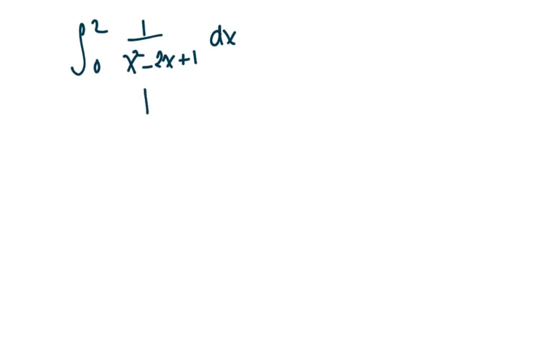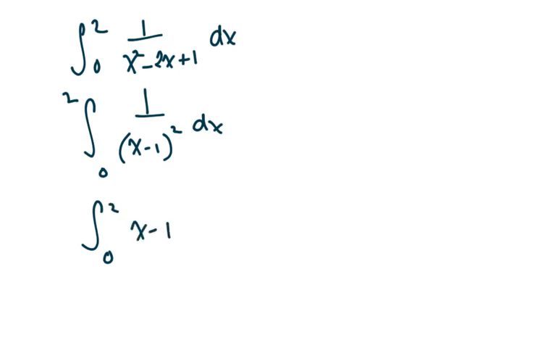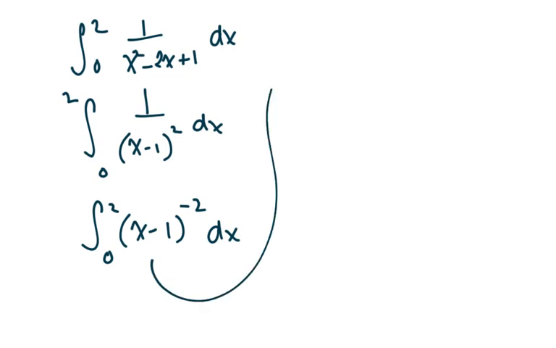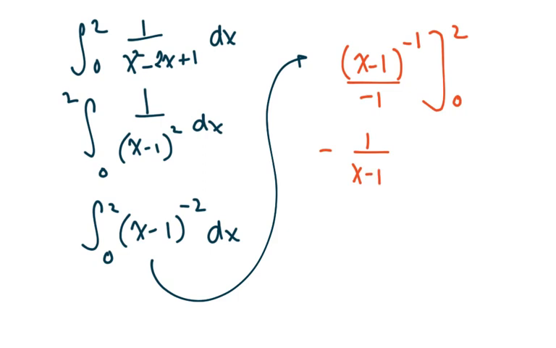Now, in this one, the trick of integrating is recognizing that that denominator is a perfect square. And if it's a perfect square, it can be written like this. This is able to be integrated, right? So it's x minus 1 to the power of negative 1 over negative 1 as we go from 0 to 2, which is negative 1 over x minus 1 as we go from 0 to 2.